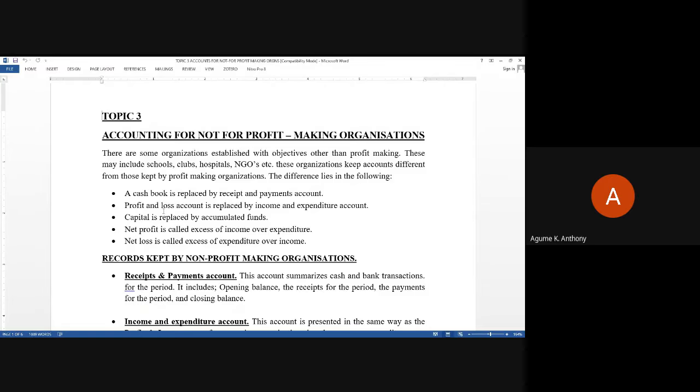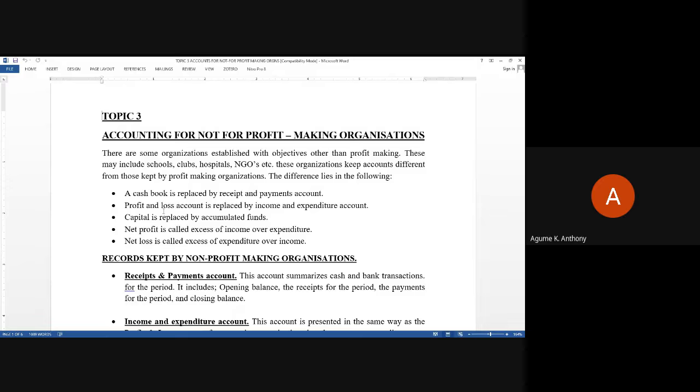Then for net profit, non-profit making organizations don't have net profit because they are not there to make profit. But if you find that the income is greater than the expenditure, then you will have excess income over expenditure. If it is the other way around and the expenditure is greater than the income, we shall not have net loss, but we shall have excess of expenditure over income.